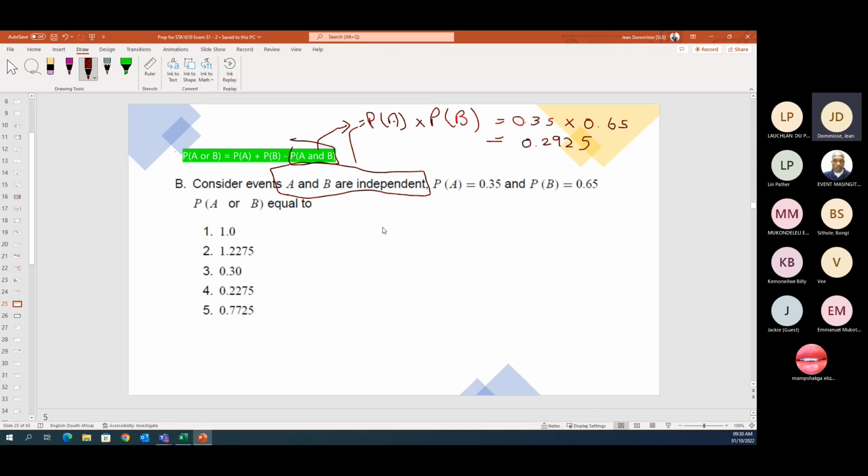So then let's do that. The probability of A is 0.35 plus the probability of B 0.65 minus the 0.2925. And why does it feel like I'm not going to get one of these answers? Okay, so 1 minus that.